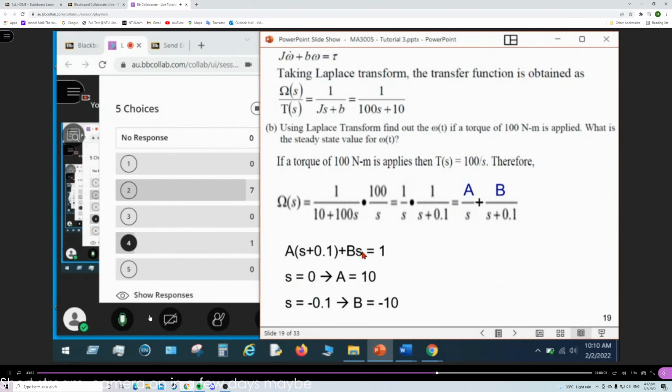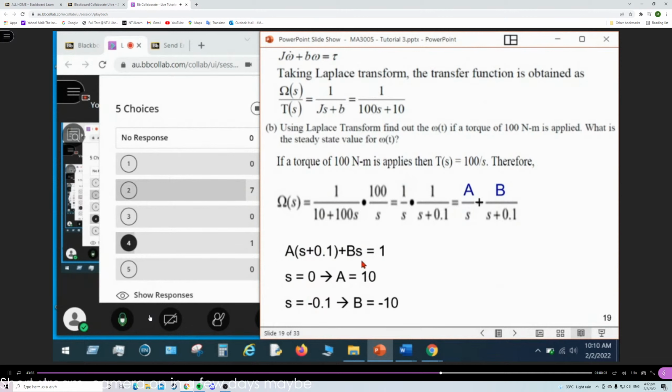And this one could be s, because if this s, this item disappears, this term disappears. Then we only have this. This is 0.1 multiplied times a equals 1. Immediately you get a to be 10. Then you select s to be minus 0.1. Then this term would disappear, 0.